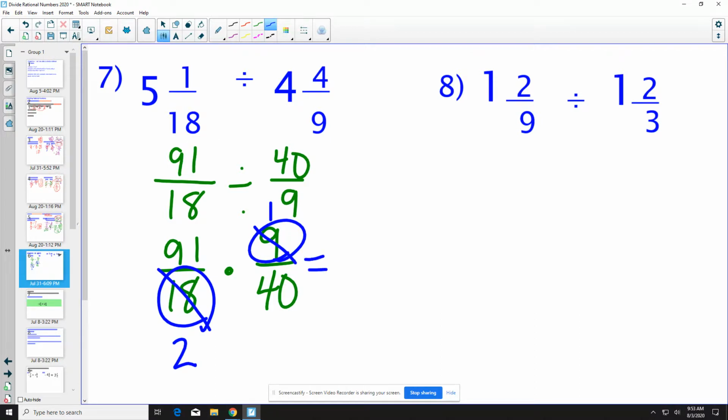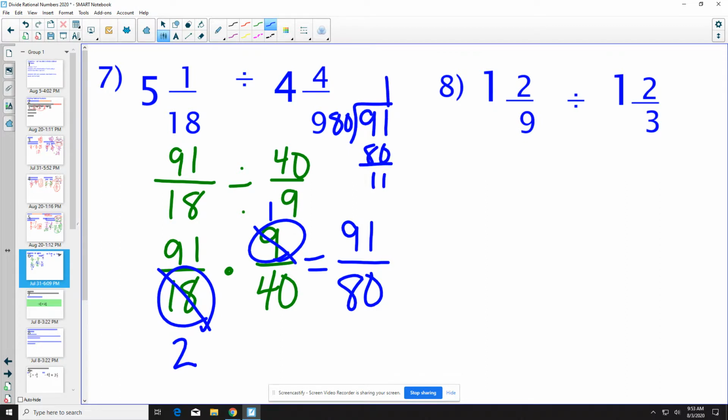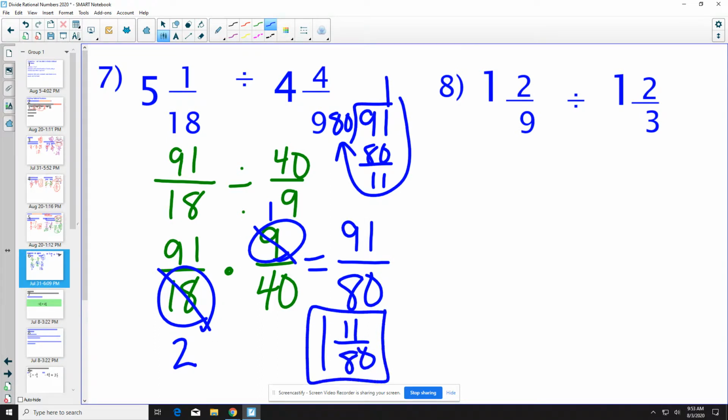We've got a positive times a positive, which is a positive. If I multiply 91 times 1, I get 91. 2 times 40 is 80. But that's improper because 91 is higher than 80, so I've got to divide to make it a mixed number. So let's see, 80 goes into 91 once, with 11 left over. If I go in a circle, this would be 1 and 11/80.